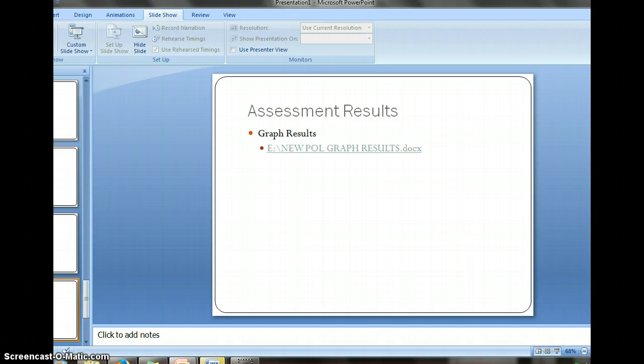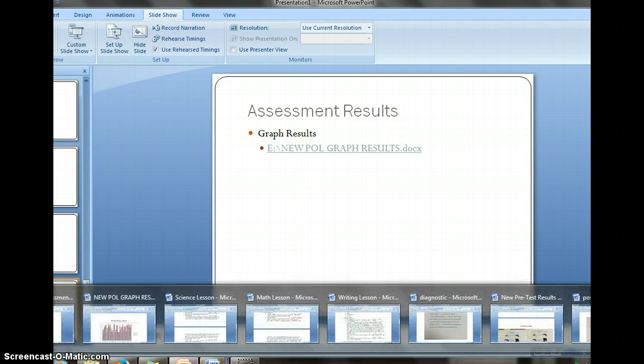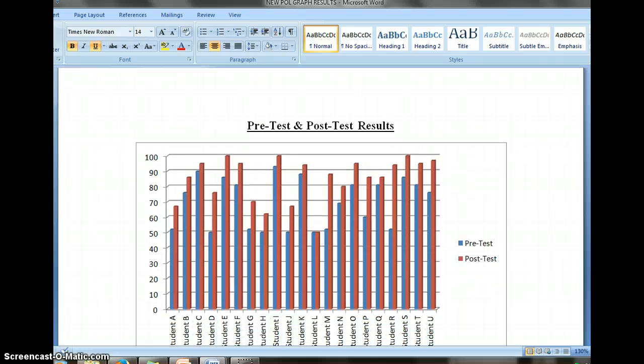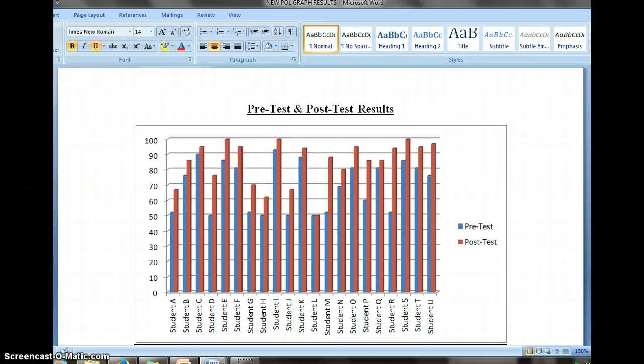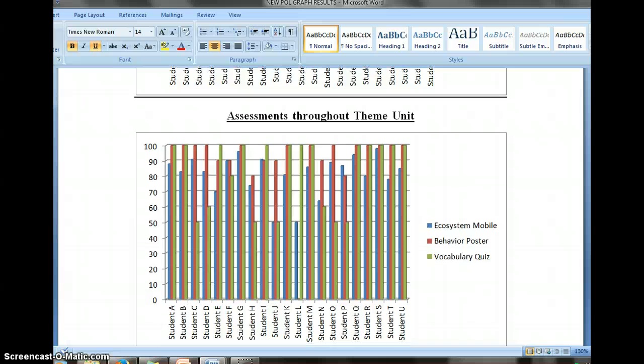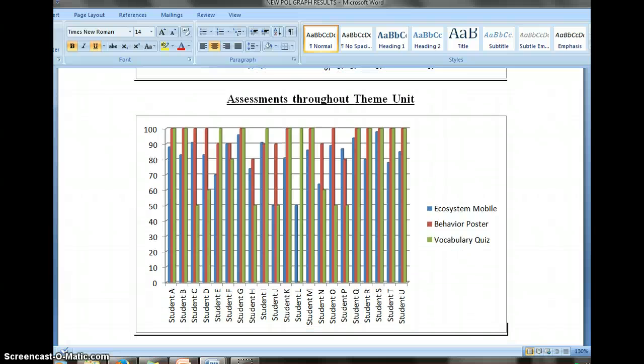To show my overall results, this is a graph of the pre-test and post-test results. The blue is the pre-test and the red is the post-test. As you can see, student L is the only student who showed no growth, but all the other students showed some growth from pre-test to post-test. And these are the assessment grades for the formative assessment for their ecosystem mobile project, their behavior poster, and their vocabulary quiz.